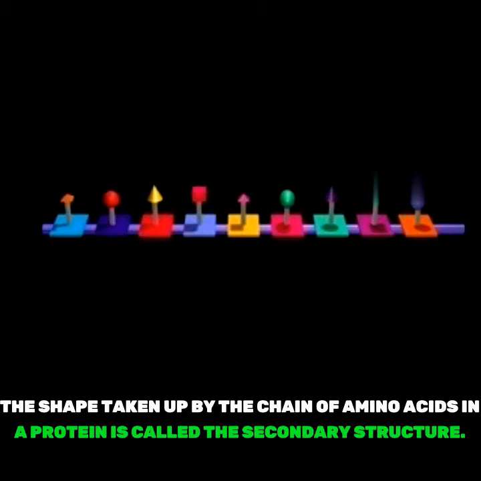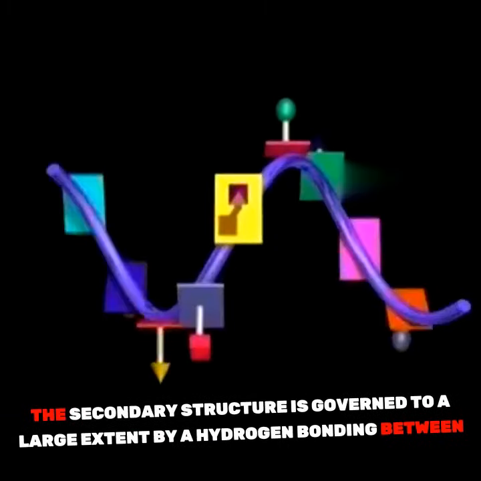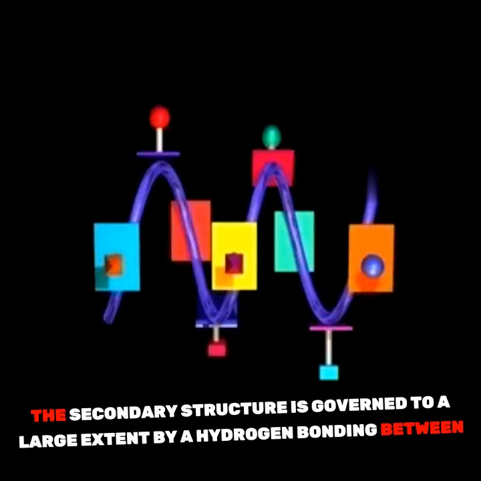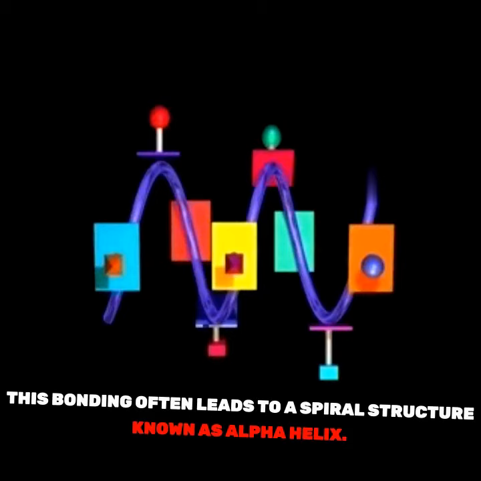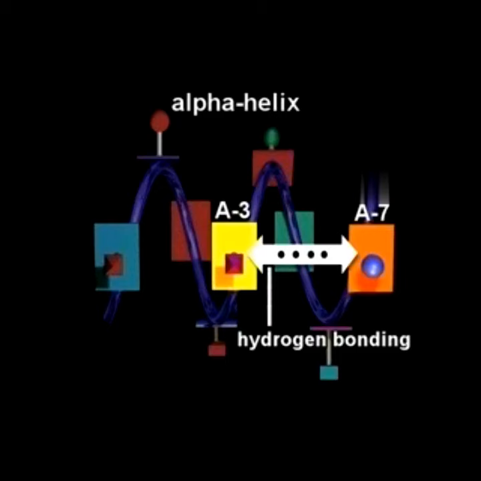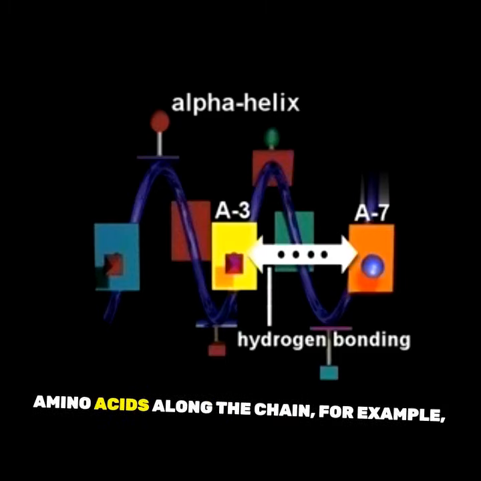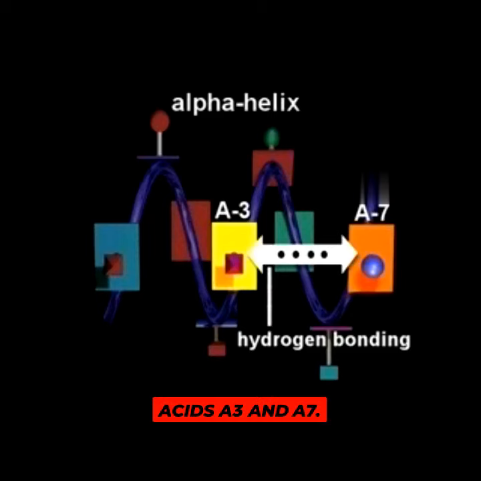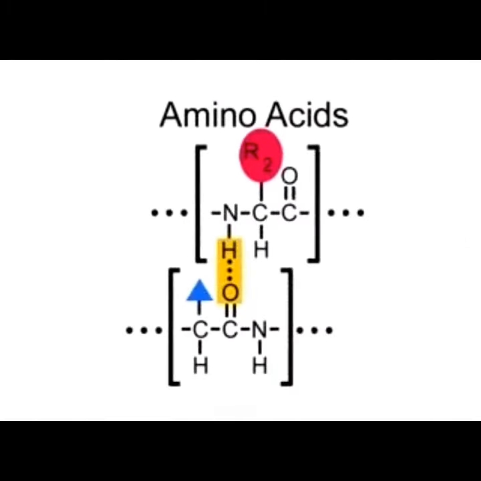The shape taken up by the chain of amino acids in a protein is called the secondary structure. The secondary structure is governed to a large extent by hydrogen bonding between segments of the chain. This bonding often leads to a spiral structure known as alpha helix. The hydrogen bonds form between adjacent amino acids along the chain, for example, between acids A3 and A7. Hydrogen atoms bound to the amino nitrogen atoms form hydrogen bonds to carbonyl oxygen atoms.